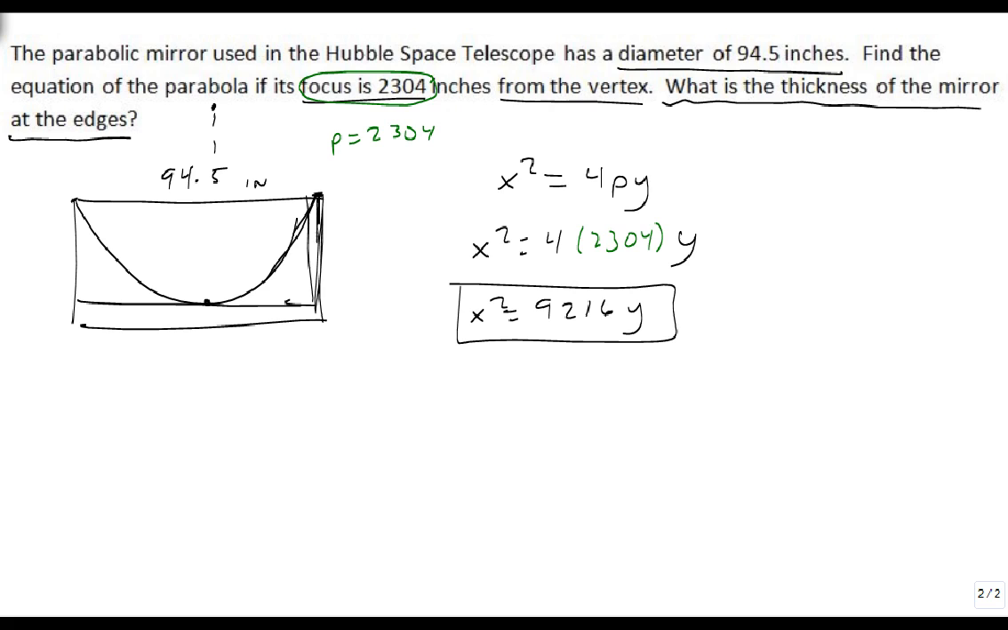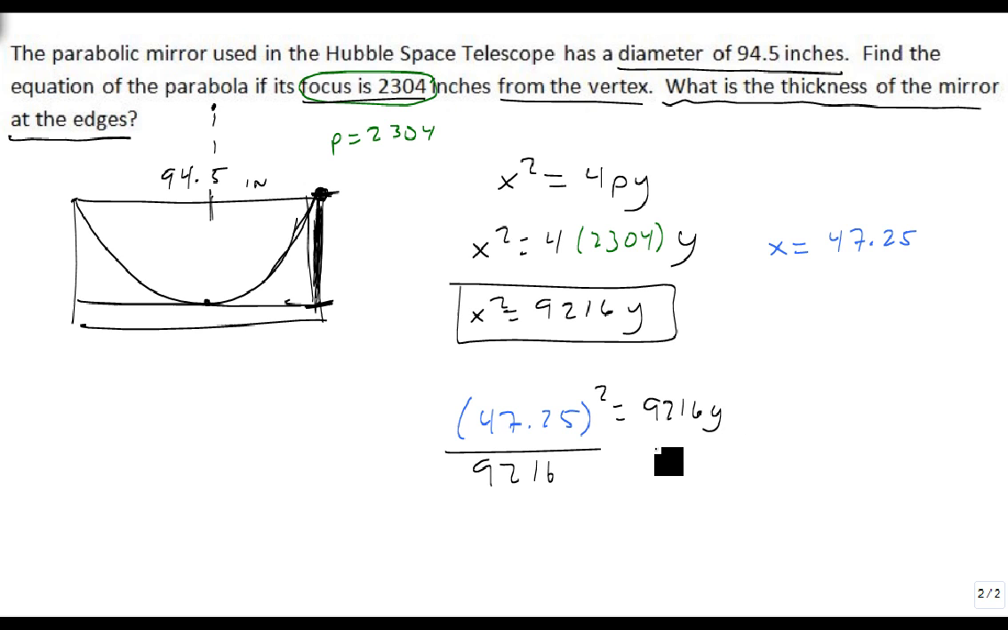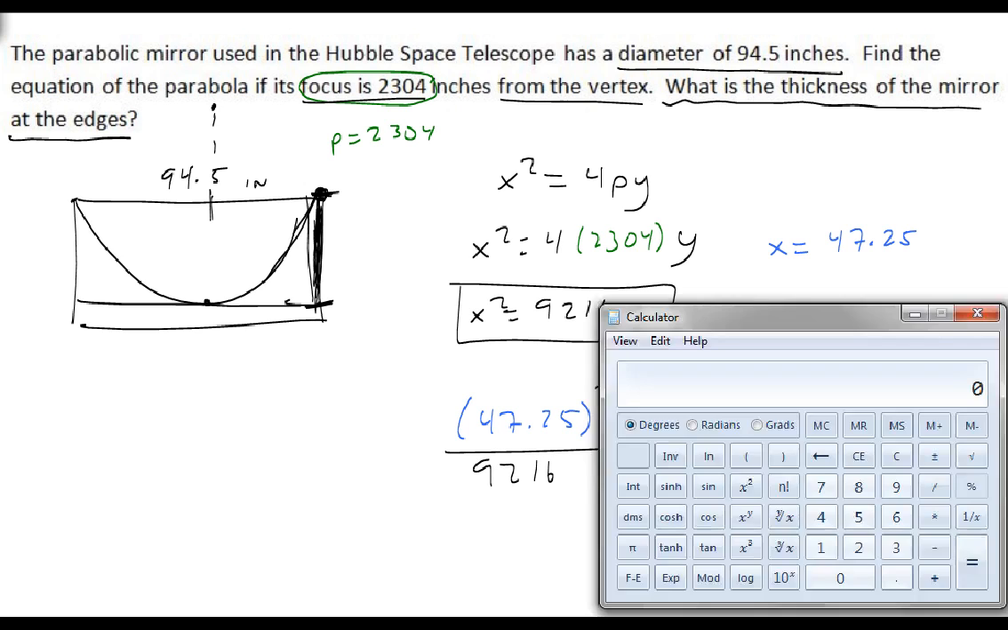To find the thickness at that point, that's from here to the vertex, what we need to do is plug in an x, and the x is half the diameter. So if we let x equal 47.25 and plug that in, then we get 47.25 squared equals 9,216y. So if we divide by 9,216, get out our calculator.